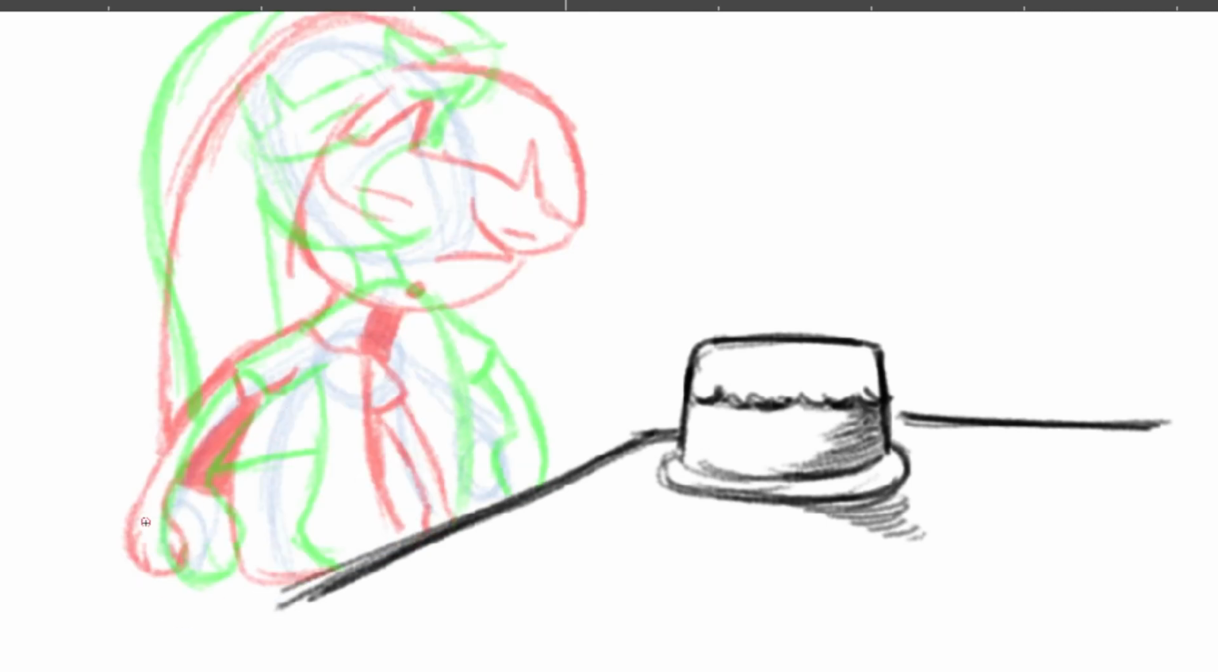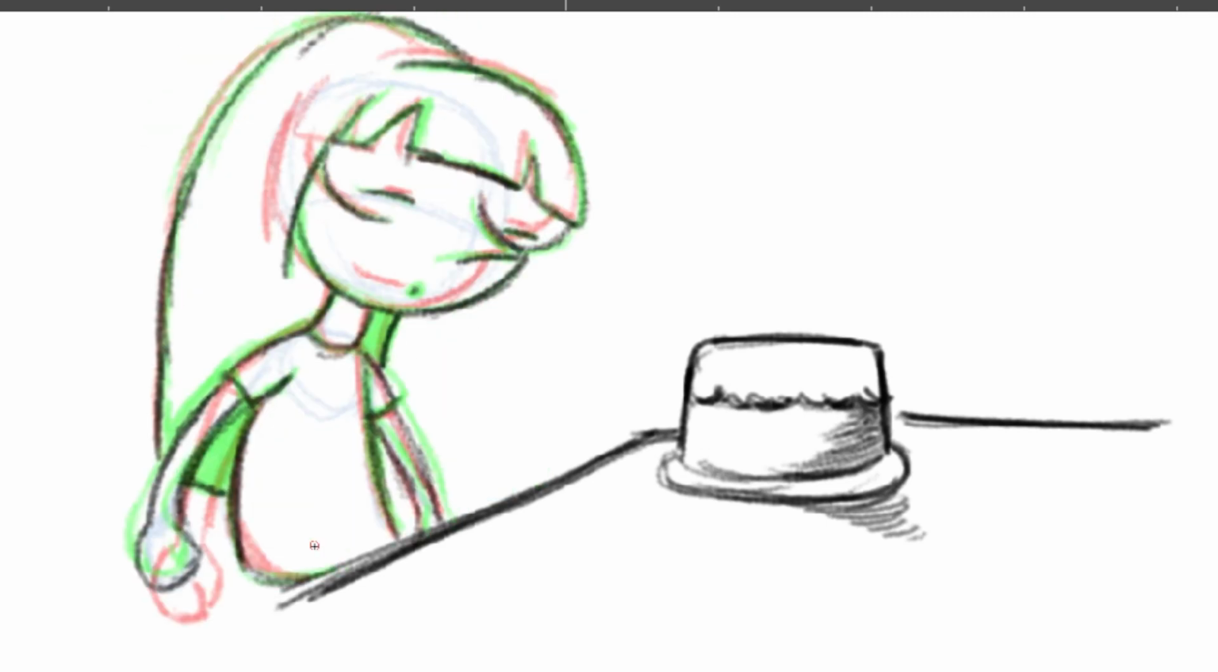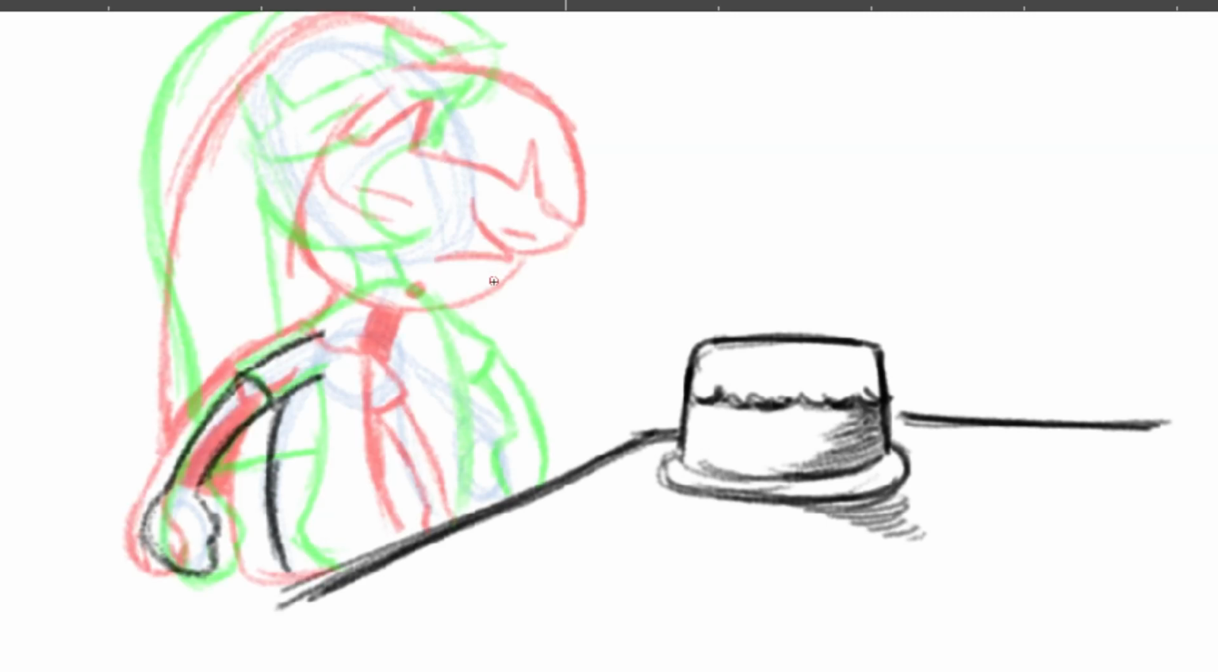I believe most of this was shot on 2s, but I believe the blowing at the end with the candle might be on 1s. Because it's quick motion, so I don't want people to really look at it for too long.